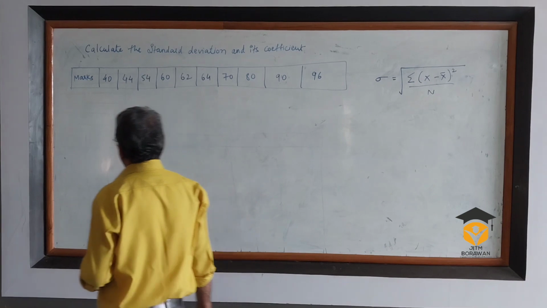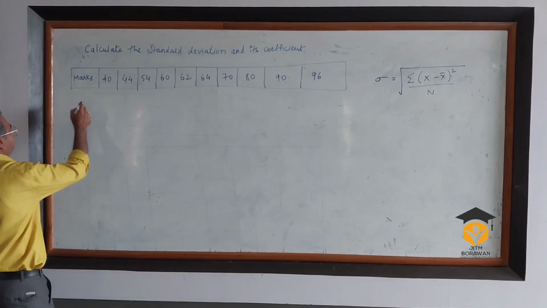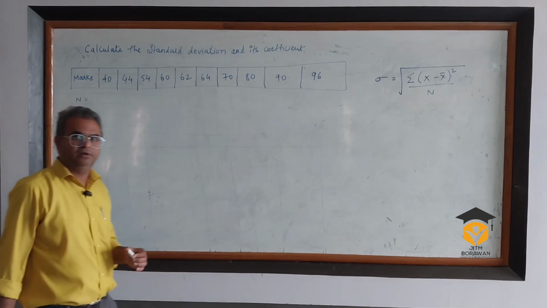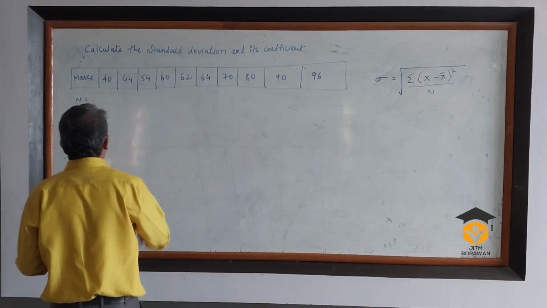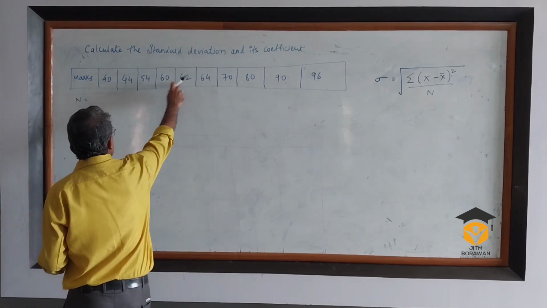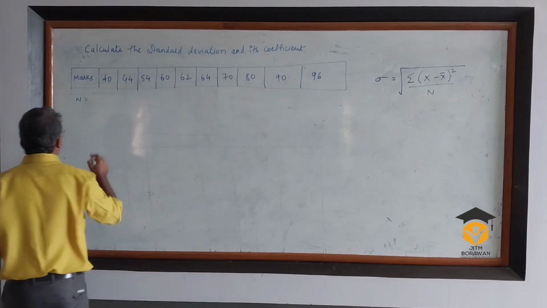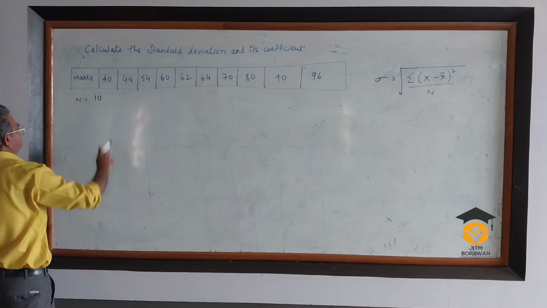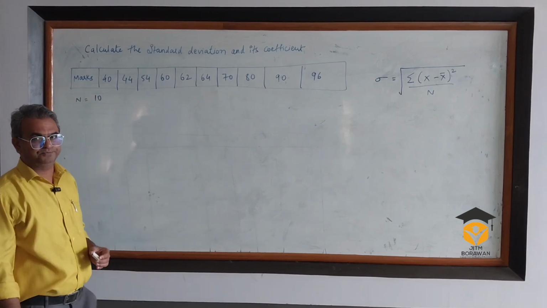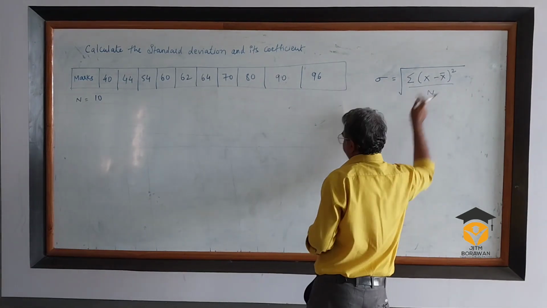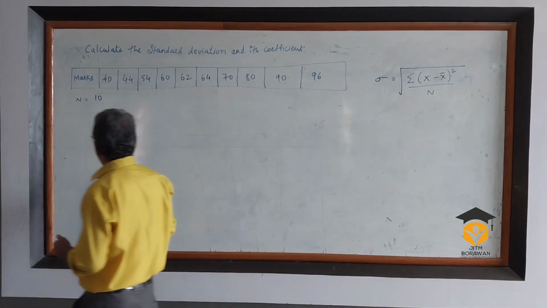So how many observations are there? Capital N is the number of observations, and counting 1, 2, 3, 4, 5, 6, 7, 8, 9 and 10, in this particular problem we have 10 observations, so capital N is equal to 10. Also we want the arithmetic mean, and that is x bar. So what is the x bar?